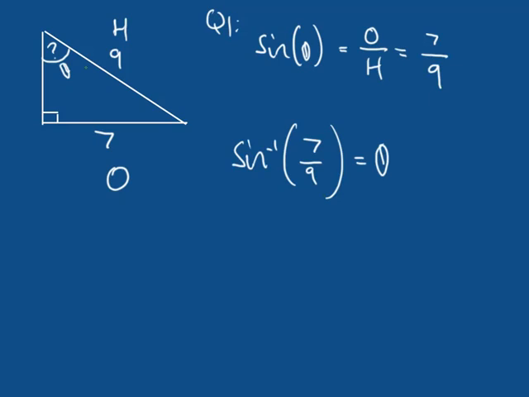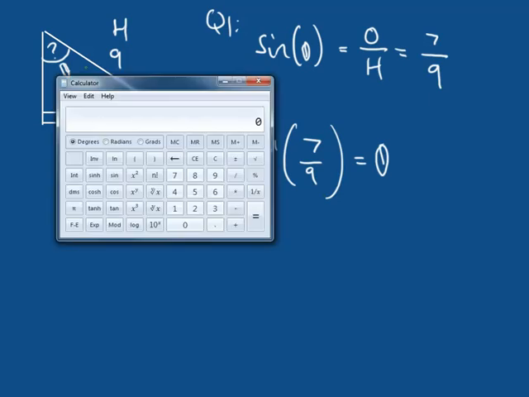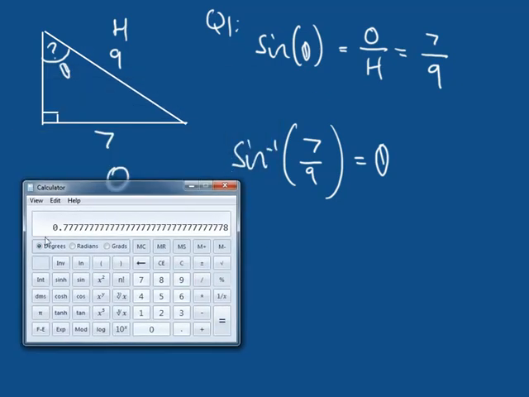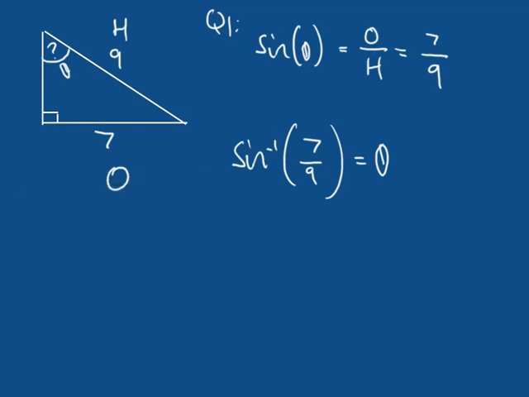So I'm going to use a scientific calculator to get that value. We take 7 divided by 9, which is 0.777 recurring, and then I'm going to calculate the inverse sine. I am in degrees. I'm going to click on inverse, click on sine, and that's going to tell us that this angle is approximately 51.058 degrees. So this is approximately equal to 51.058 degrees. So if you got that answer, well done.